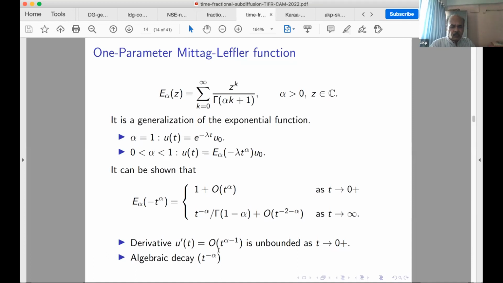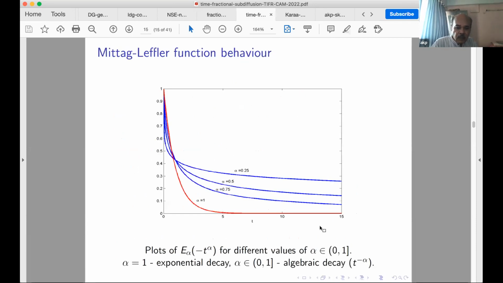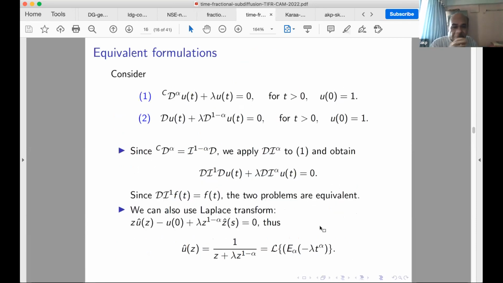So u prime t is going to behave like t to the power alpha minus 1. So that has a singularity, and algebraically it decays like t to the power minus alpha. So it has a behavior like a wave equation because it decays algebraically. Some kind of, it lies in between there. Okay, but this is exponentially decay. This is algebraically decay. The decay estimate I had given.